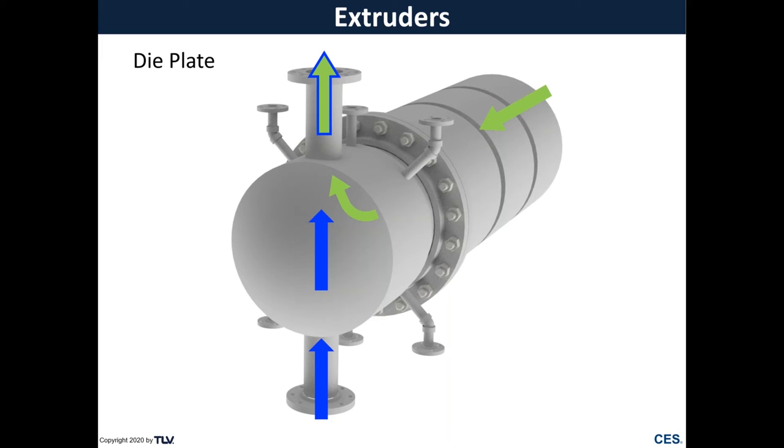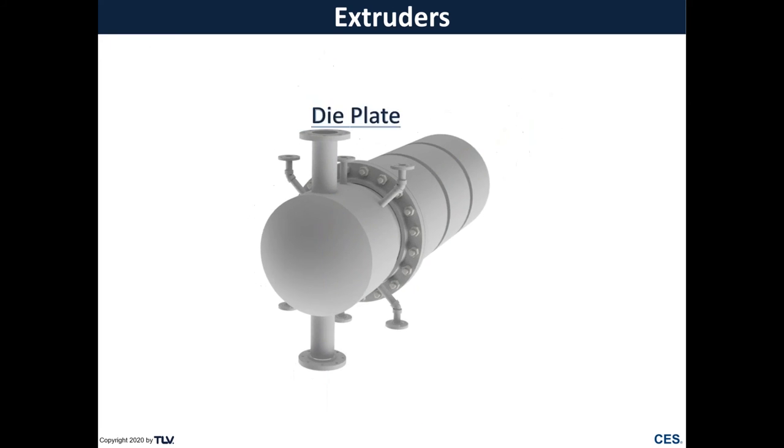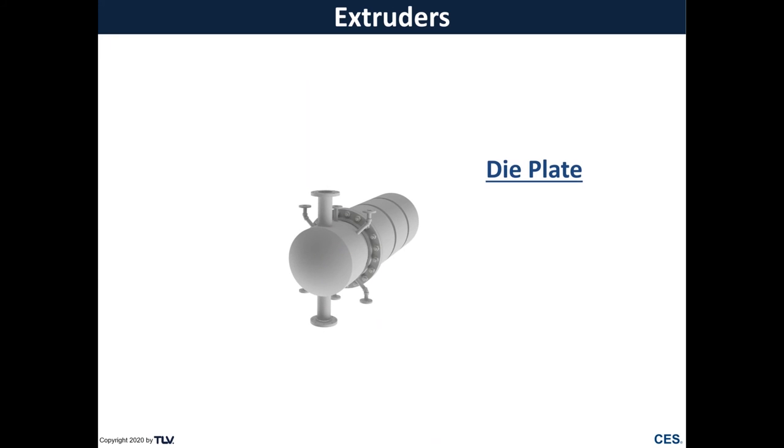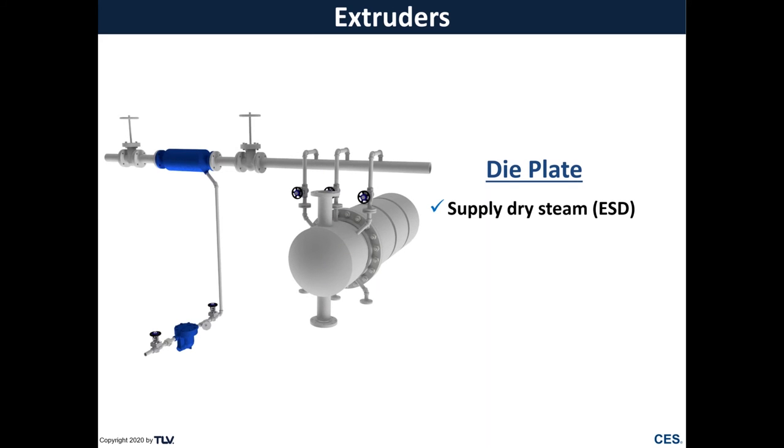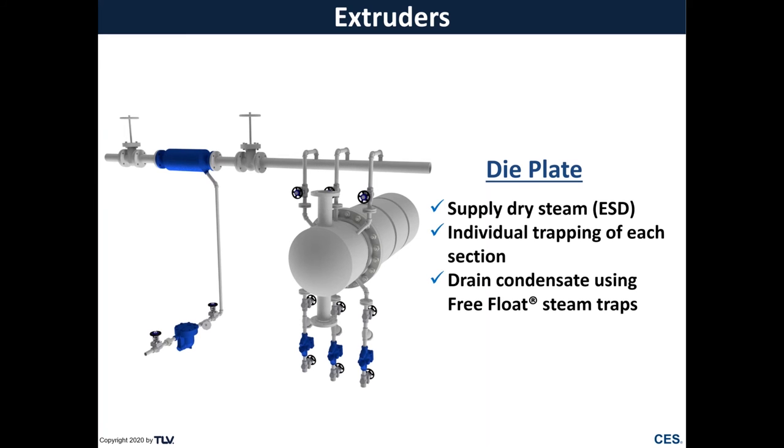The die typically has up to three steam channels with separate supply and drain connections, and it is critical to avoid condensate backup in any of these channels in order to avoid potential plugging of the die holes. So the important design criteria for the die would be to supply dry steam using an engineered separator drain and to eventually drain each die channel using free float steam traps.